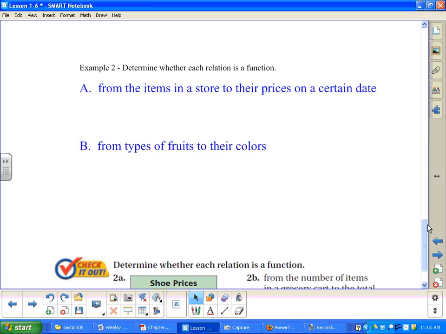Would that affect whether it's a function or not? Well, you have 2 different inputs, and they have the same output. Is that okay? Yes, it is. But your favorite one is Twix, so we'll say Twix for this case. Have you ever gone in the store and seen the Twix bar for two different prices? Do you think you would see the same Twix bar for two different prices? No. So items in a store to their prices on a certain date, would that be a function? Yes.